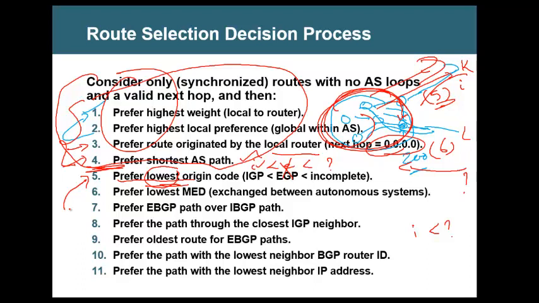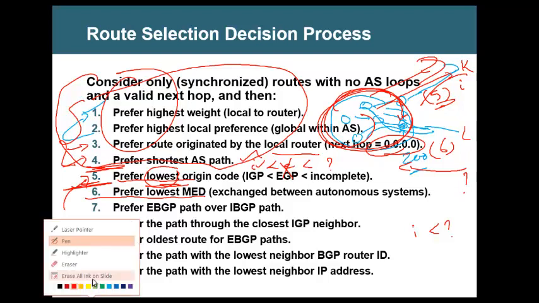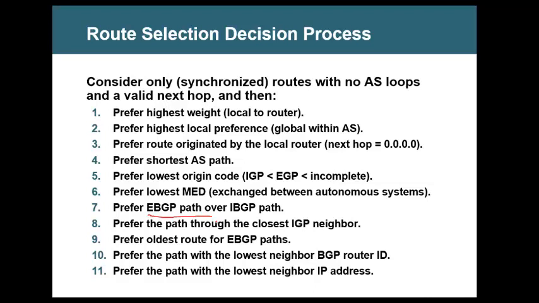Now, if there is a tie in this, it prefers the lowest MED. MED is nothing but multi-exit discriminator. If you have two connections to the same autonomous system, you need this. And we spoke much about this in our classes. Our neighbor autonomous system advertises with MED, and our router will prefer the ingress router whose MED is lower.